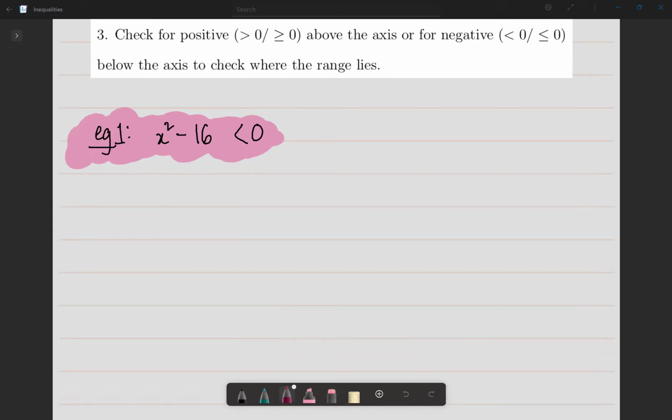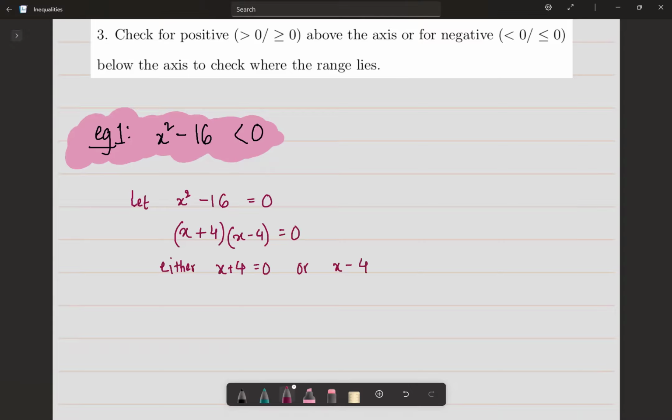So we will write, let x squared minus 16 equals 0. And now we know how to solve this equation. We will write it as (x plus 4)(x minus 4) equals 0. So we get either x plus 4 equals 0 or x minus 4 equals 0. So from here I get x equals minus 4, or from here I get x equals 4.